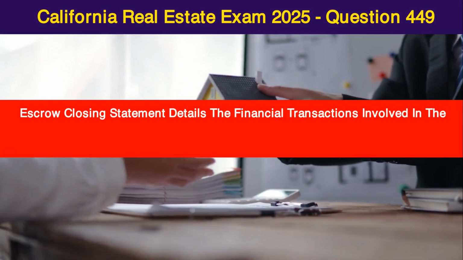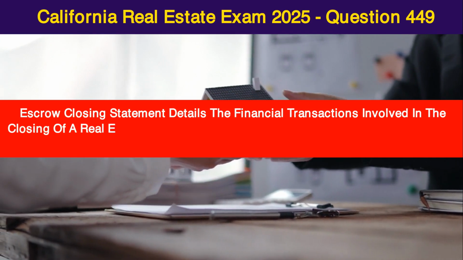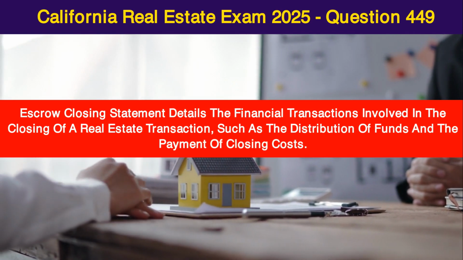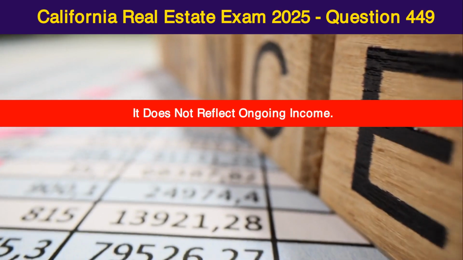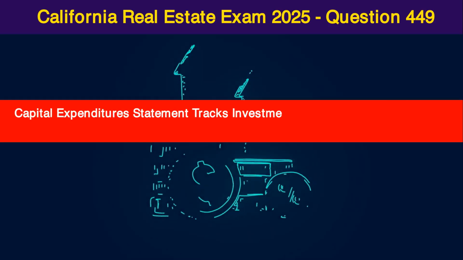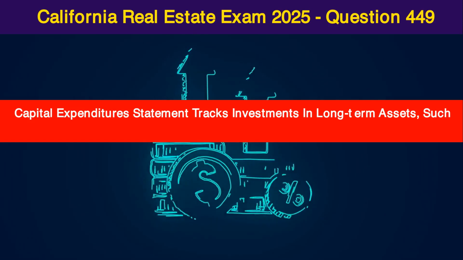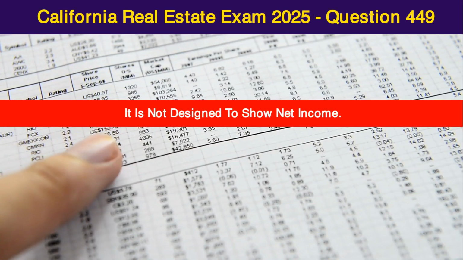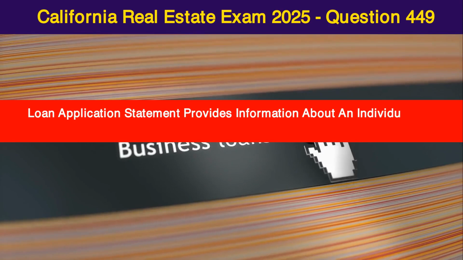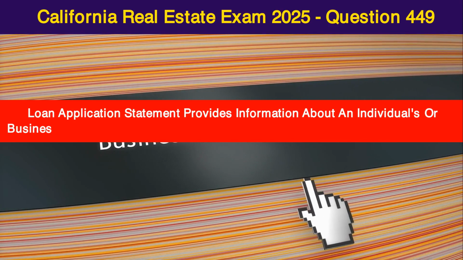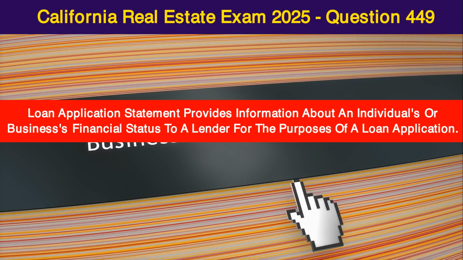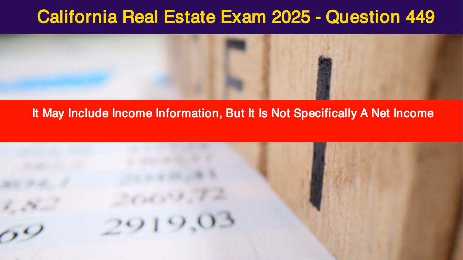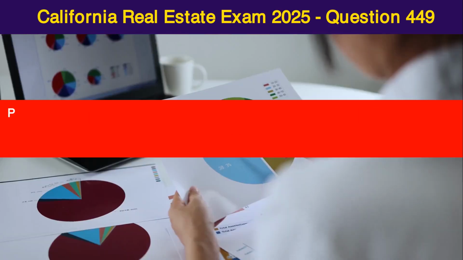Escrow closing statement details the financial transactions involved in the closing of a real estate transaction, such as the distribution of funds and the payment of closing costs. It does not reflect ongoing income. Capital expenditures statement tracks investments in long-term assets, such as buildings or equipment. It is not designed to show net income. Loan application statement provides information about an individual's or business's financial status to a lender for the purposes of a loan application. It may include income information, but it is not specifically a net income statement.